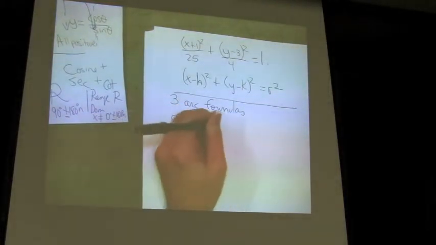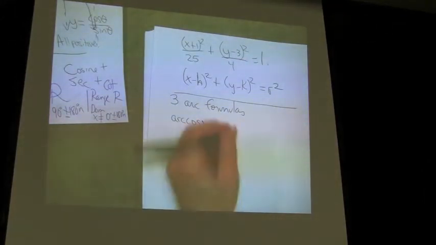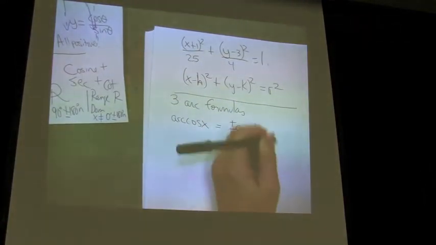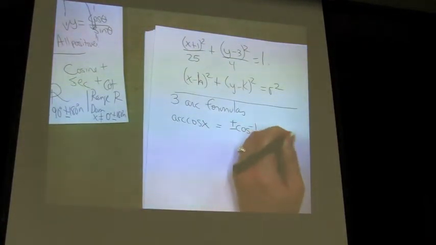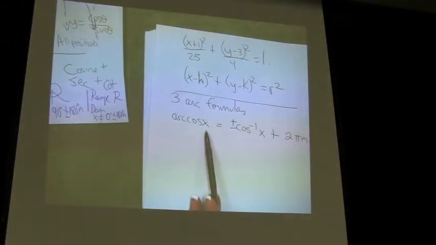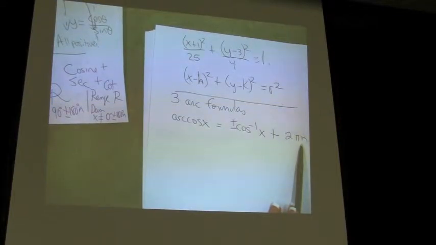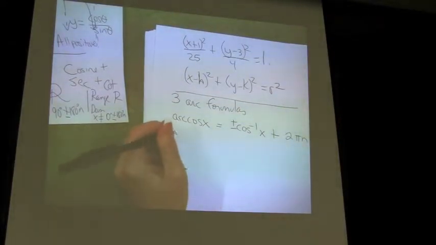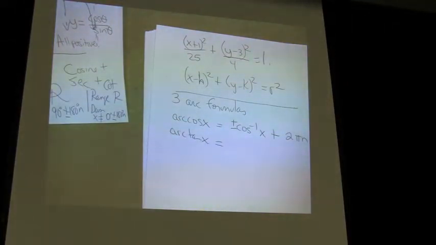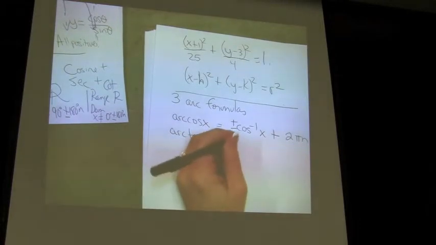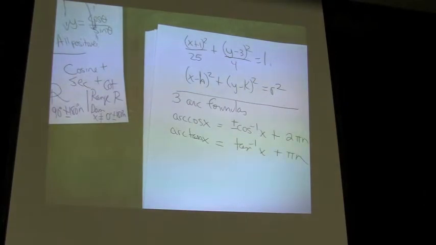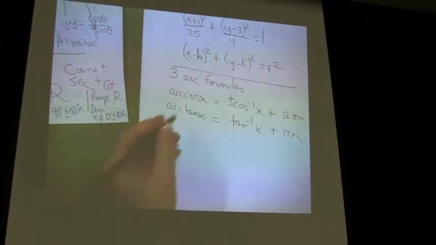what is the formula for arc cosine of x? Plus or minus inverse cosine of x plus 2 pi n or 360, but technically since I put x there, then you assume I'm in radians. Arc tan x is the second easiest one to remember because it's inverse tan x plus pi n. And the hardest one to work with is sine.